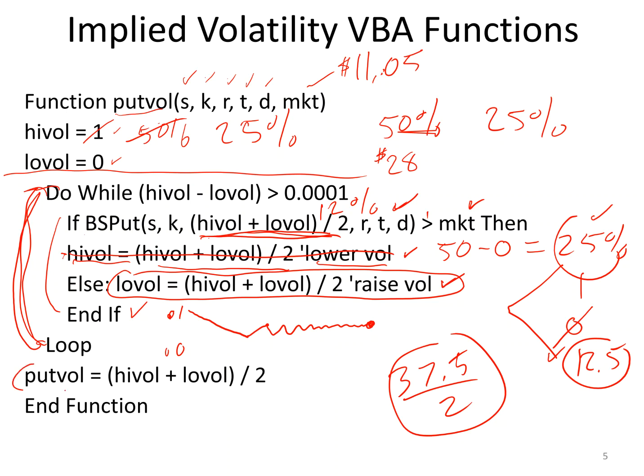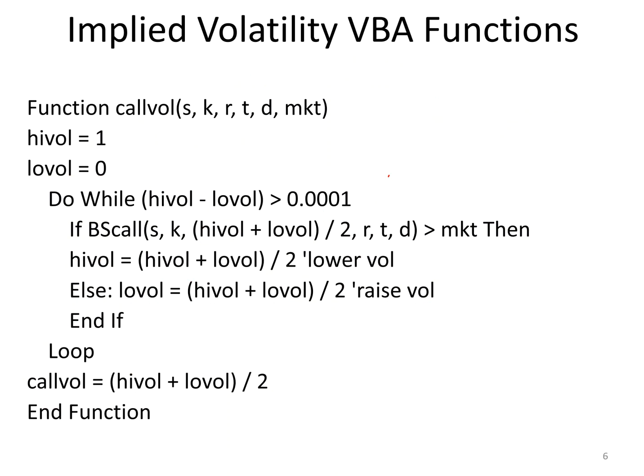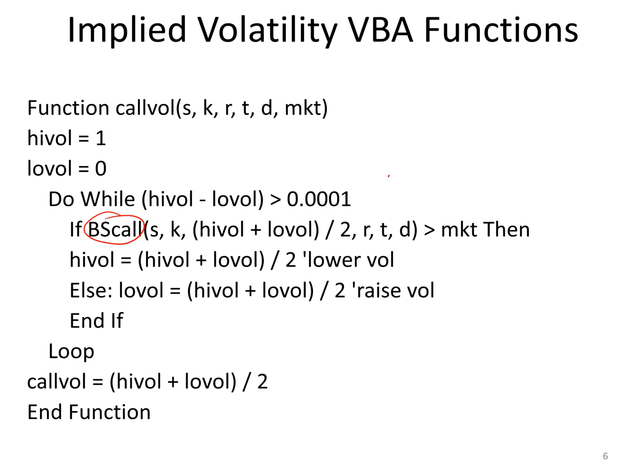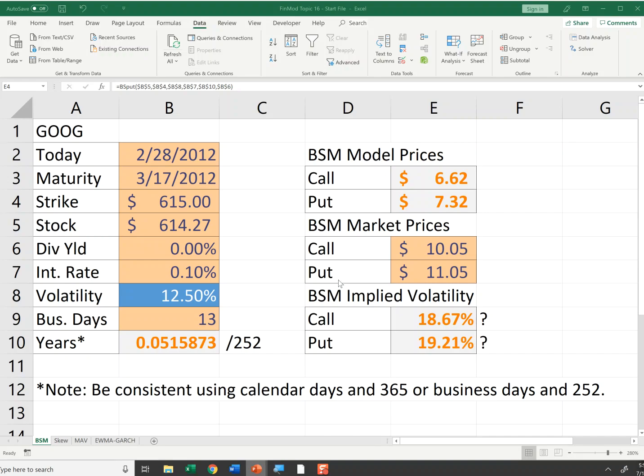And then I just put one last step. Even though the difference at the end of the loop, the difference between high vol and low vol, is less than 1 basis point, I just take the average of the two and I end the function there. Here's call vol, which does the same thing, except it uses BS call and not BS put. So that is the functions. We'll go ahead and use those functions. I have them in my spreadsheet already.